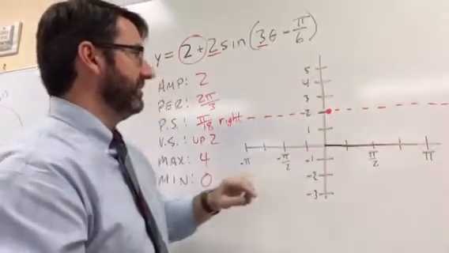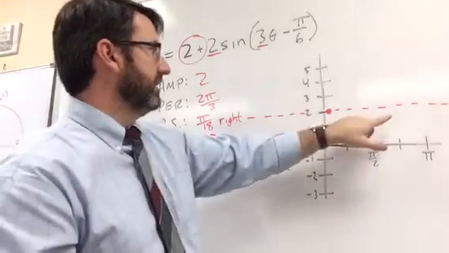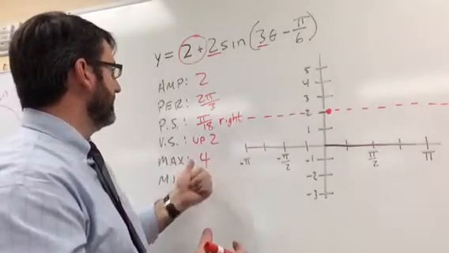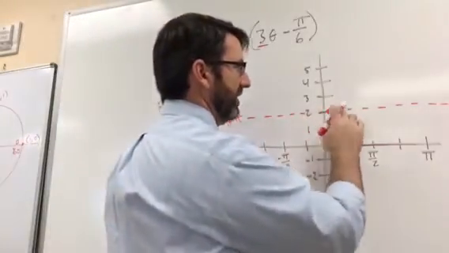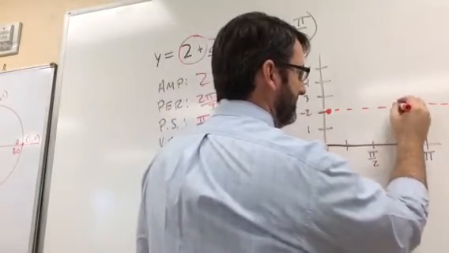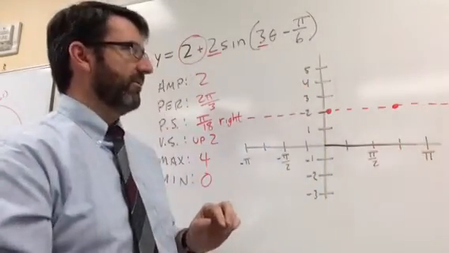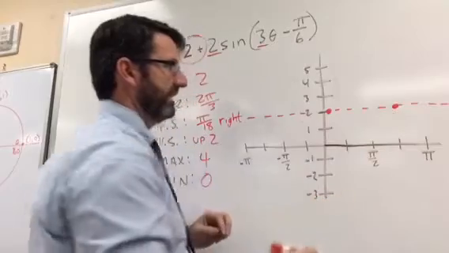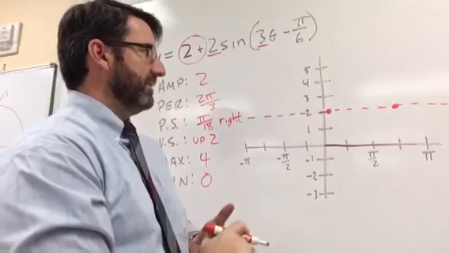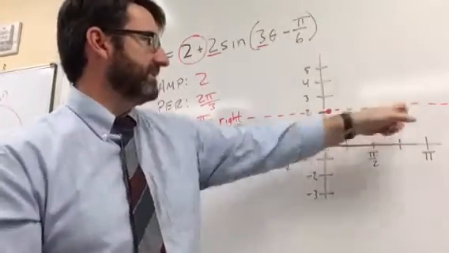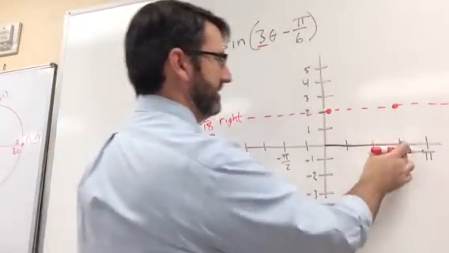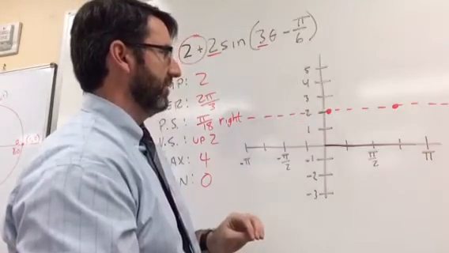We're going to be back to the midline after 1 period. So the period is 2 pi over 3. So we've got to go 2 pi over 3 from pi over 18, which is going to be just a little bit shy of 3 pi over 4. So this is 2 pi over 3 radians. Pi over 18 plus 2 pi over 3 gives us 13 pi over 18, which is just a hair shy of 3 pi over 4.